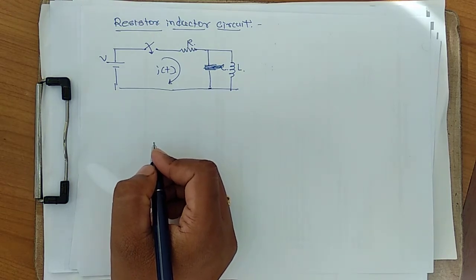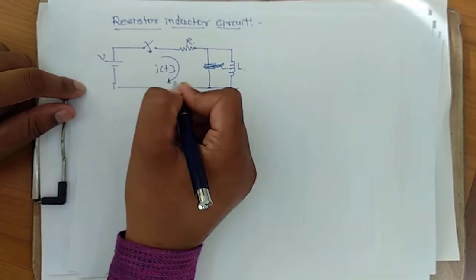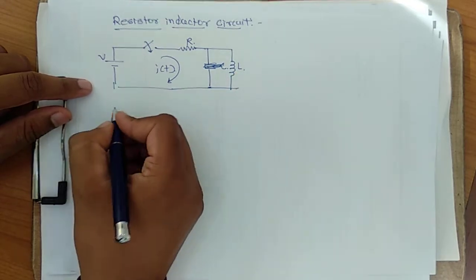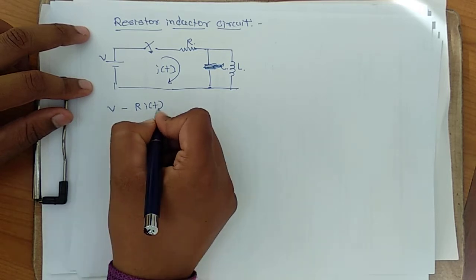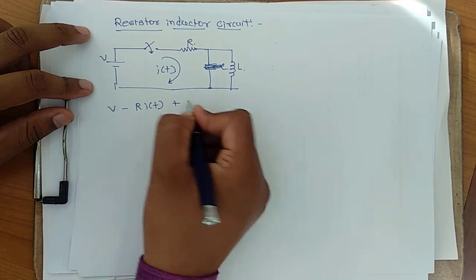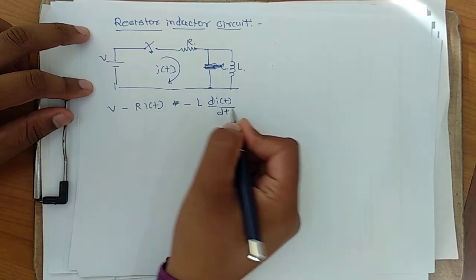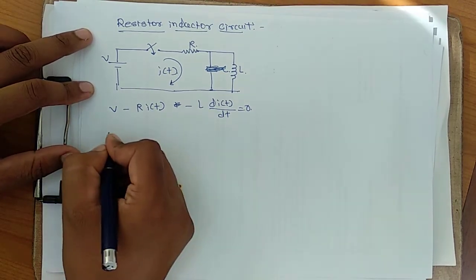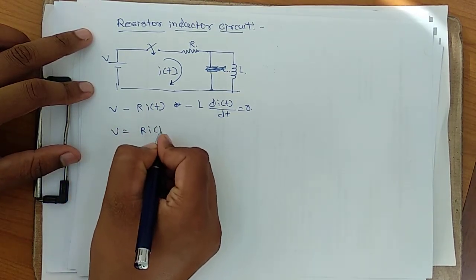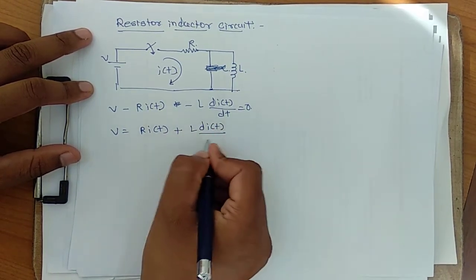So first of all we have to find out the equation for the voltage across this. If we apply Kirchhoff's voltage law, KVL, then it is V minus R I of t minus L dI of t divided by dt is equal to 0. So if I want to write the equation for voltage, V is equal to R I of t plus L dI of t by dt.